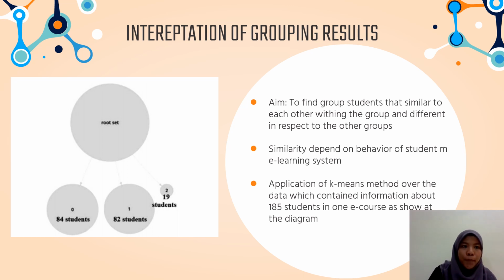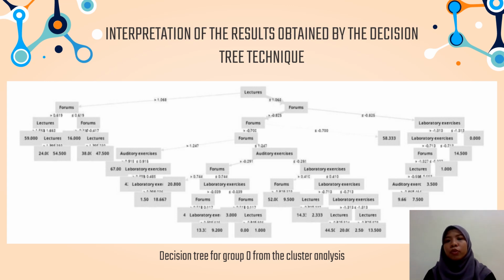Okay, now we will move to the interpretation of the result obtained by the decision tree technique. After conducting a cluster analysis, which resulted in one model showing three groups of students, three decision trees were created based on these groups. Each decision tree model represents the behavior of one group of students. This diagram represents the decision tree demonstrating the behavior of the students from group 0.